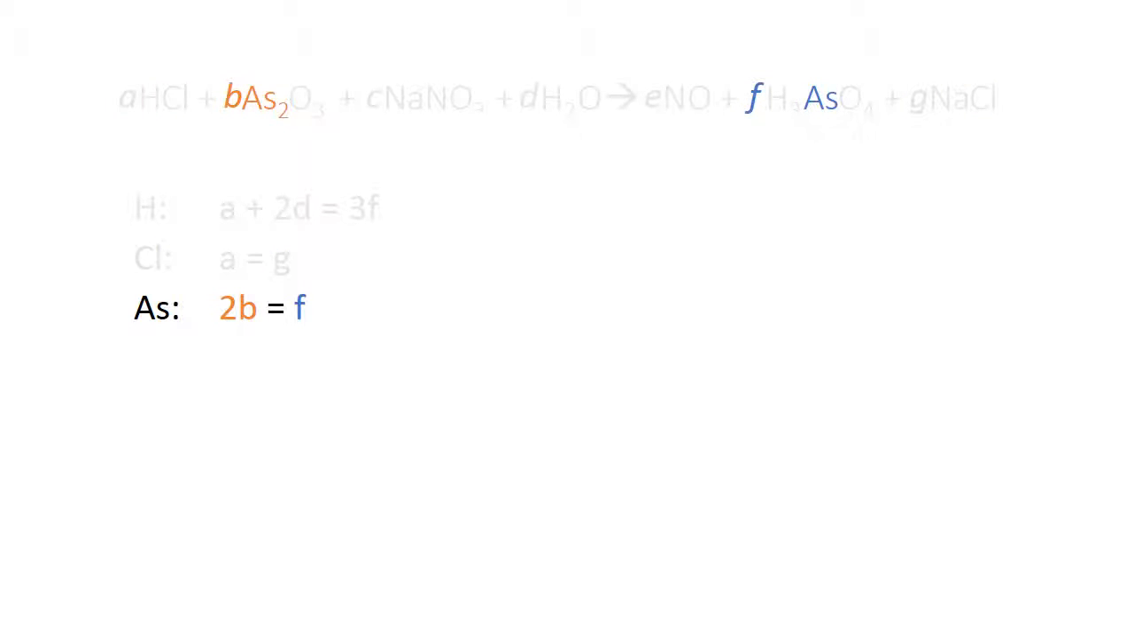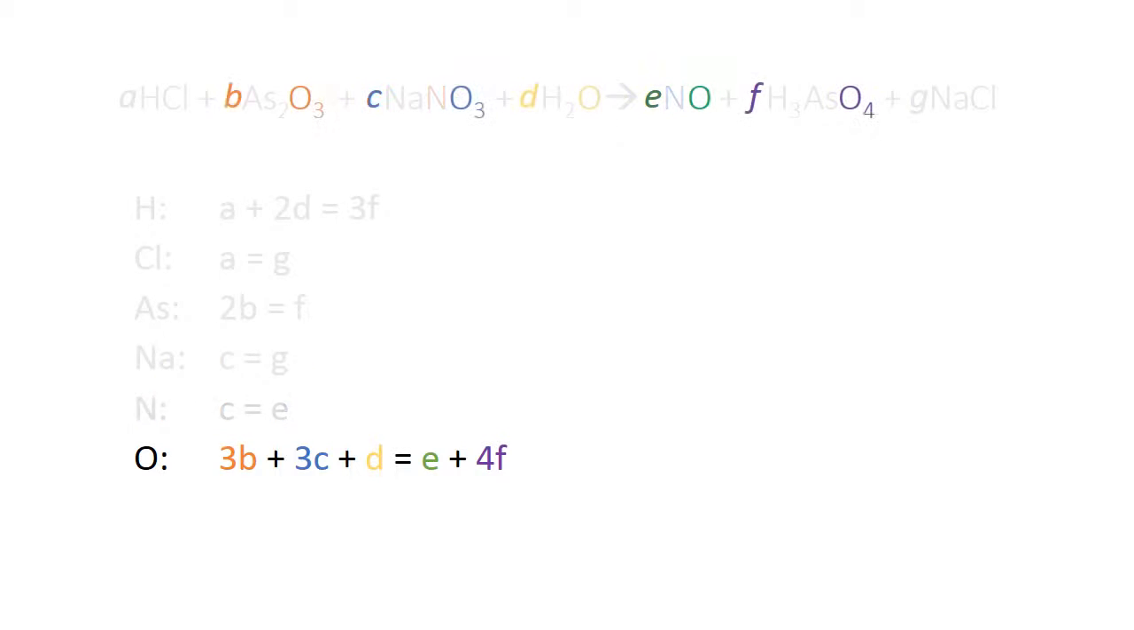For arsenic, it will be 2B equals F. For sodium, C equals G. For nitrogen, C equals E. And finally, for oxygen, 3B plus 3C plus D equals E plus 4F.